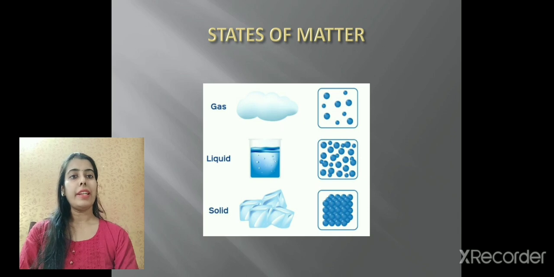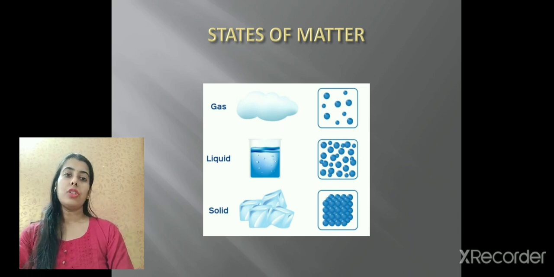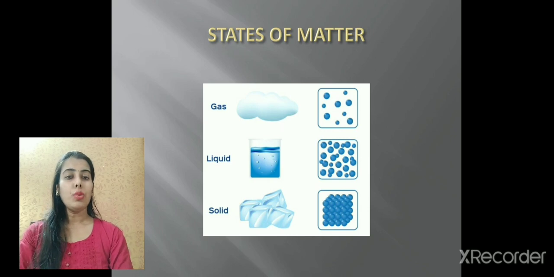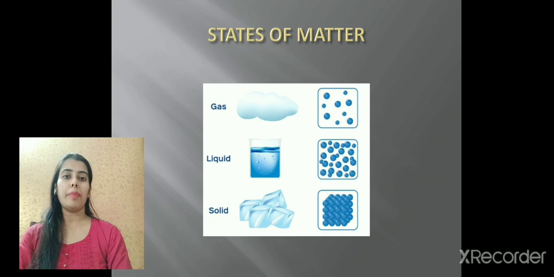Depending upon the state of matter, that is solid, liquid and gas. In solids, the molecules are tightly packed. That is why solids have a fixed shape and size. They don't change. About liquids, the molecules are comparatively less tightly packed, so they have a fixed volume, but they don't have a fixed shape. They acquire the shape of the container in which they are stored.